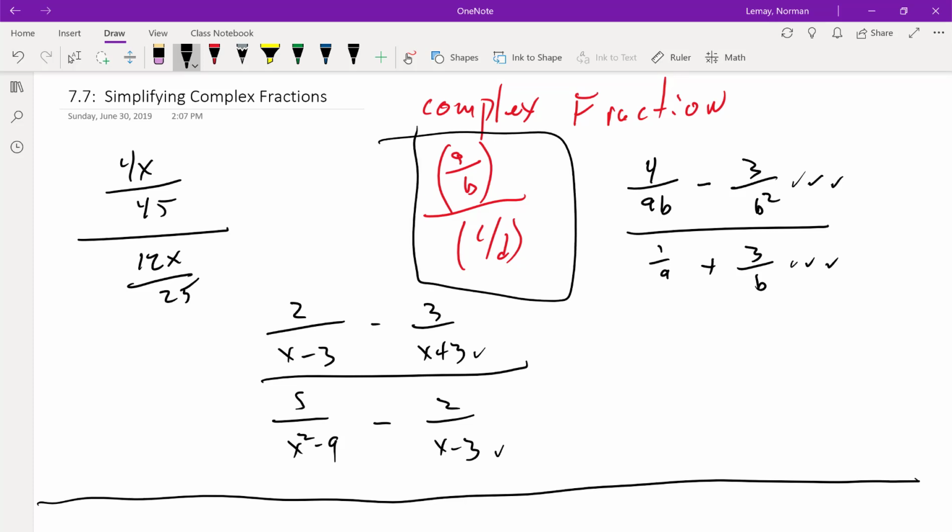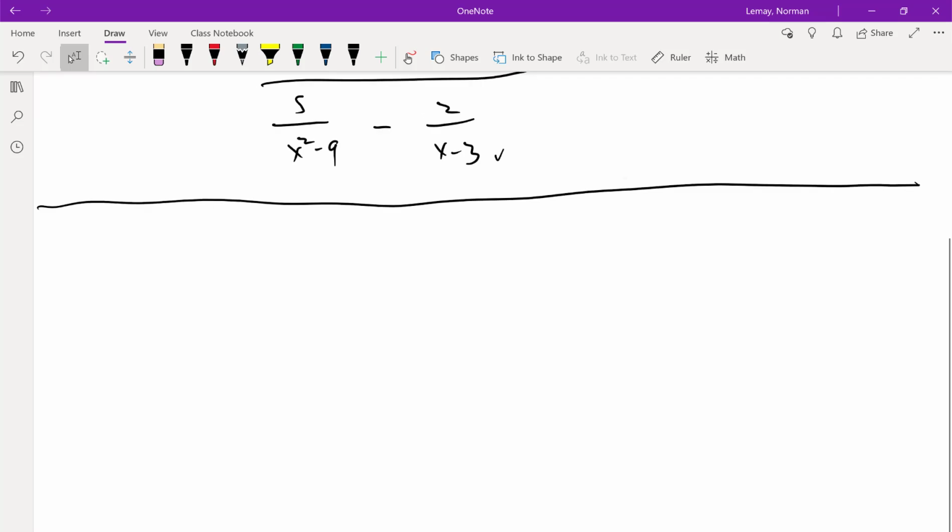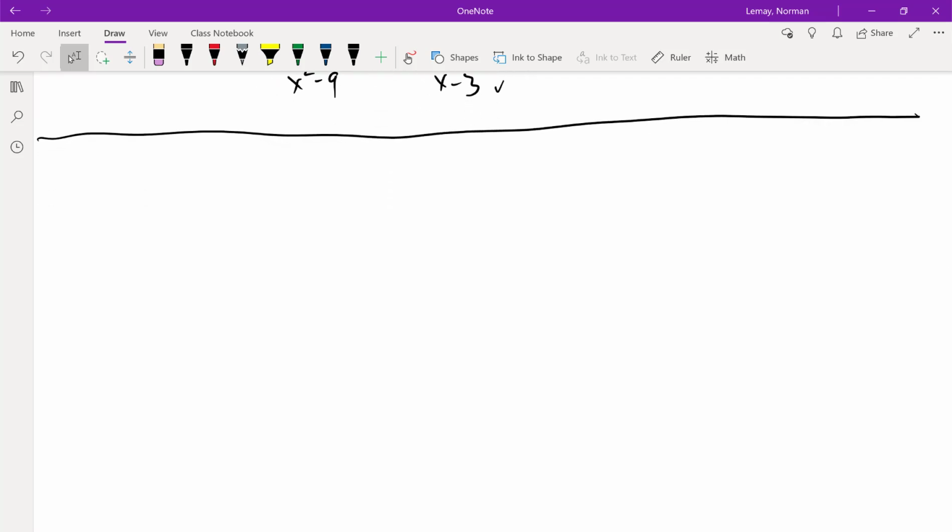And then once we have our fraction over a fraction, we know we're going to eventually take that bottom fraction, invert, and multiply, just like we did with numbers. So that's the whole game. That's the game plan. So now we know what, by definition, a complex fraction is. We know what a complex fraction looks like. So now let's get down to business and let's start simplifying.